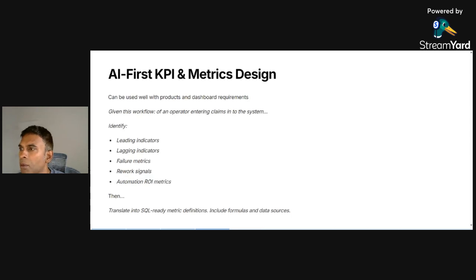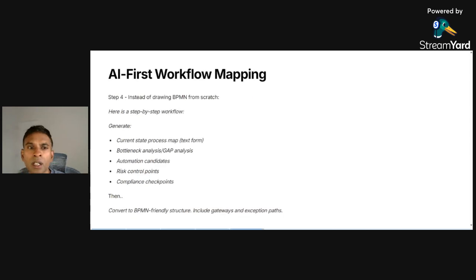So moving on, I wanted to get a BPMN diagram done as well as a data flow diagram. I prompted the AI with my step-by-step workflow and asked it to generate a current state process map and a future state. I want to call out any bottlenecks or gap analysis there, what the automation possibilities are, risk control points, and any compliance checkpoints that we should have. Especially in the NZ context, if you are talking about insurance or finance, it's usually compliance that gets in your way.